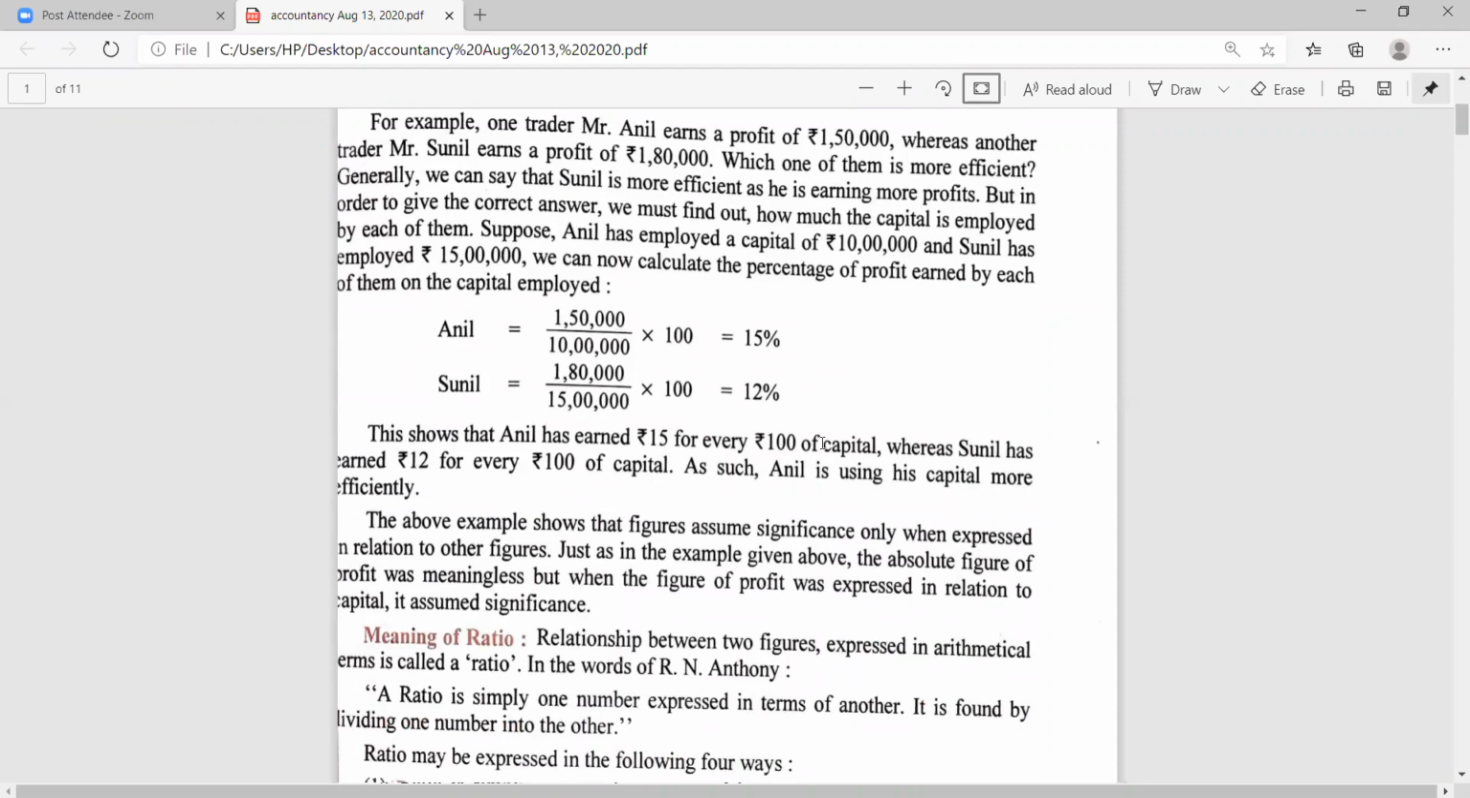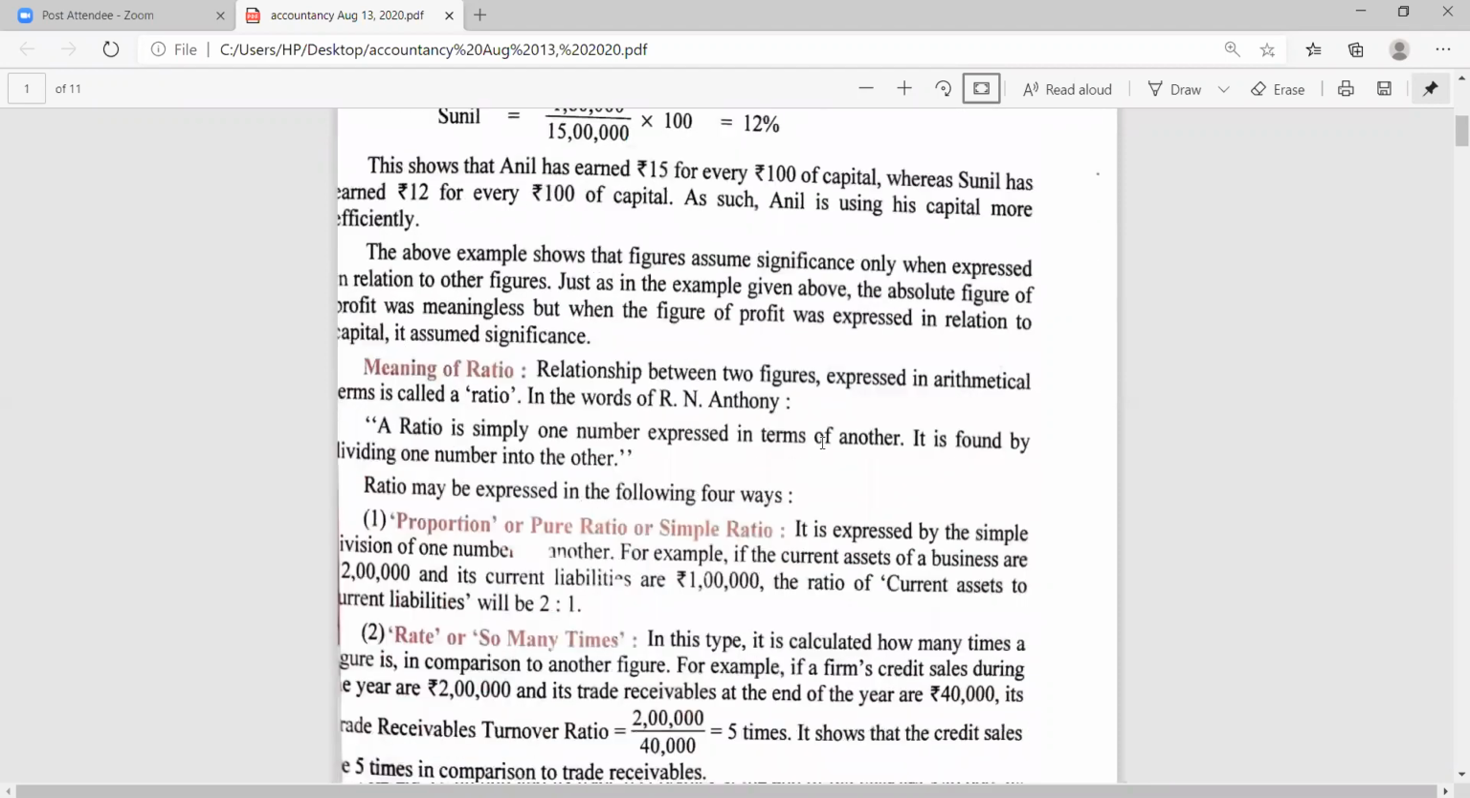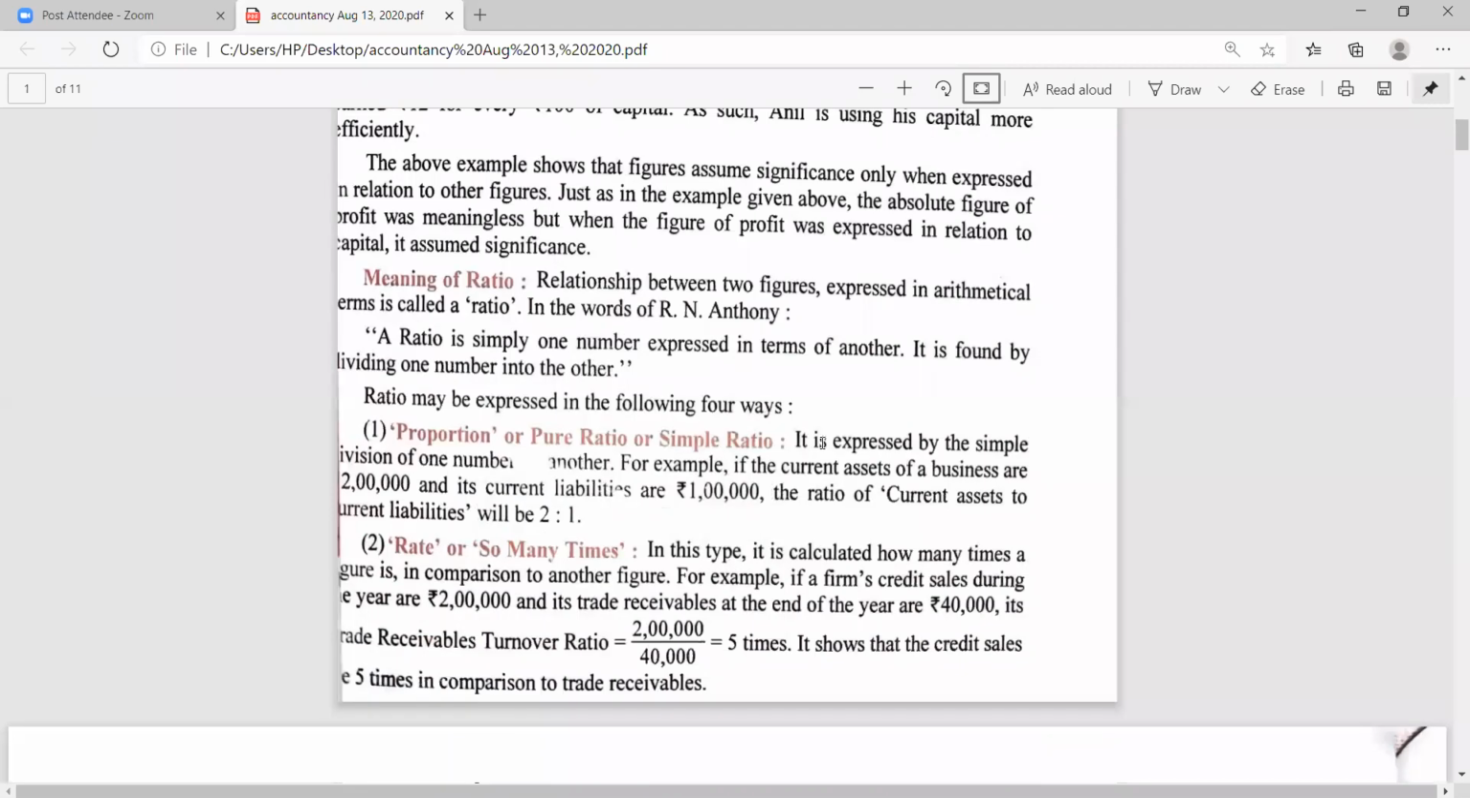Now the meaning of ratio. Here the meaning of ratio is shown on the screen. The relationship between two figures expressed in arithmetical terms is called ratio. R. Anthony has also given his specific words: a ratio is simply one number expressed in terms of another. It is found by dividing one number into the other.